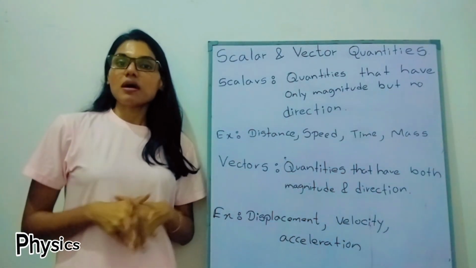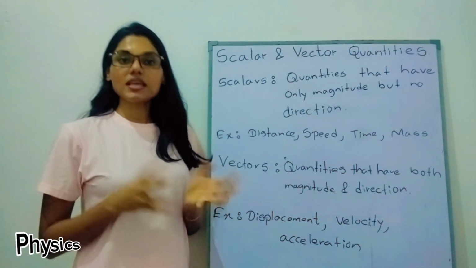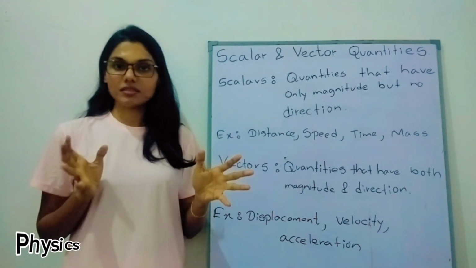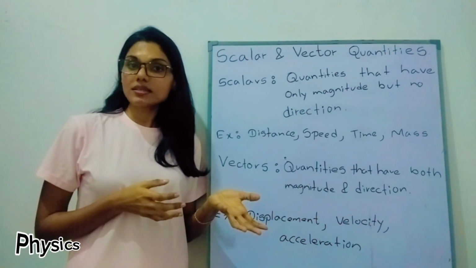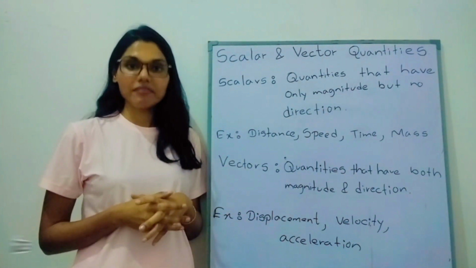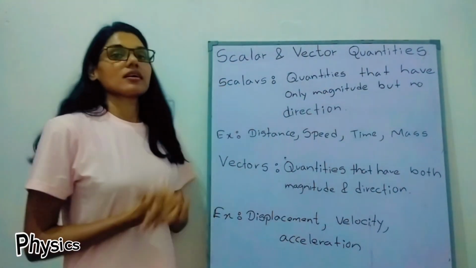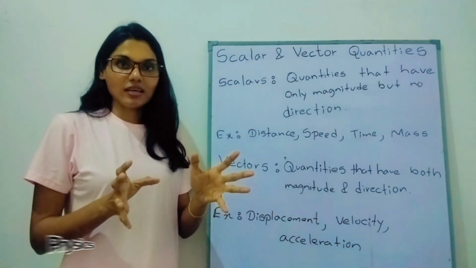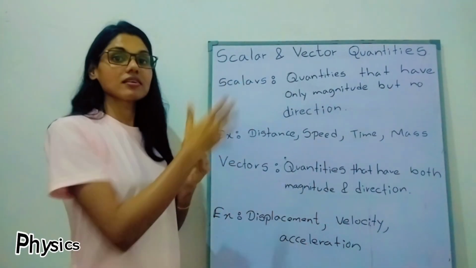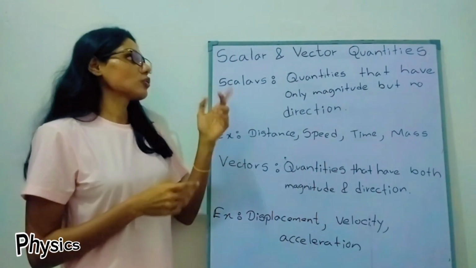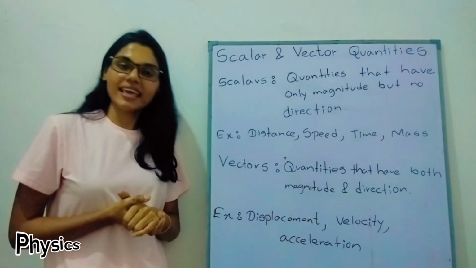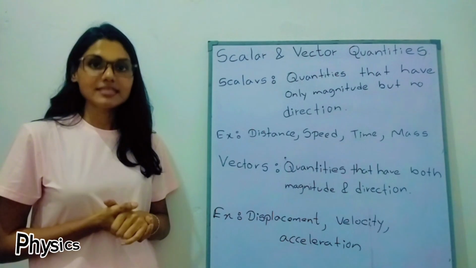After learning about distance, displacement, speed and velocity, you may have noticed that there are two different kinds of quantities. Some quantities have direction and some quantities don't have direction. So according to having direction or not, we can categorize quantities into two different groups. The first one is scalar and the other one is vector.